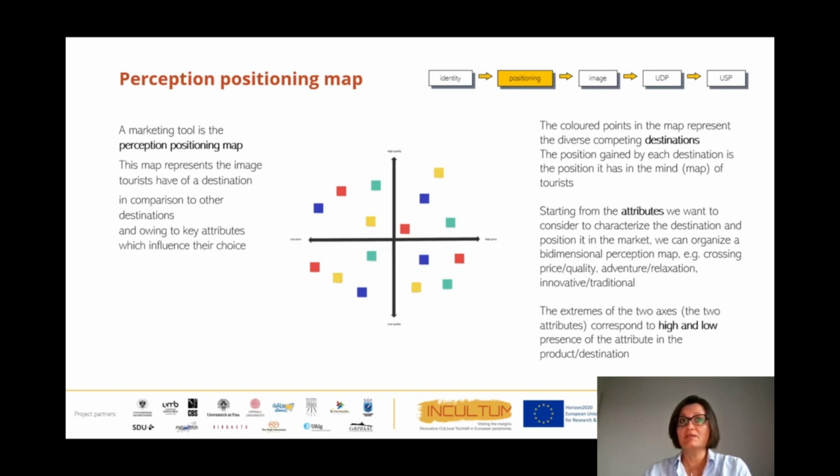The colored points in the map represent the different competing destinations. Starting from the attributes we want to consider to characterize the destination and position it in the market, we can organize a bidimensional perception map. For instance, we might cross price with quality, or adventure with relaxation, or again innovation with tradition. The extremes of the two axes, the two attributes, correspond to high and low presence of the attribute in the product destination. Usually the most competitive destination lies in the upper right quadrant.